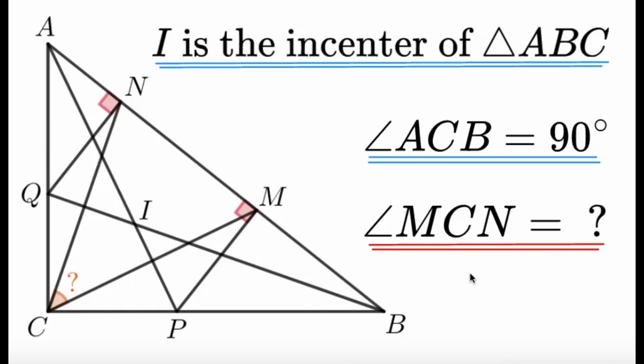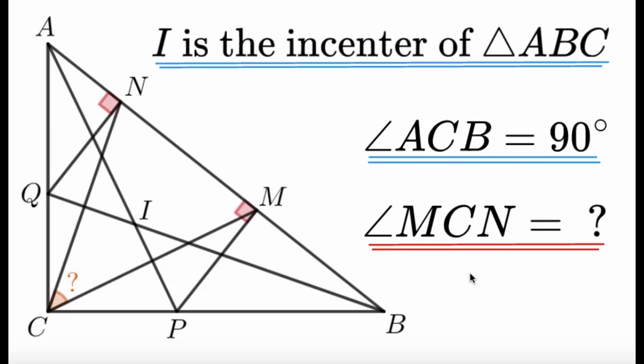Here's an item on geometry. Given this figure on the left, such that I is the incenter of triangle ABC, angle ACB equals 90 degrees, find the measure of angle MCN. As usual, pause this video if you'd like to give this item a try. But if you're done, let us dive into the solution.